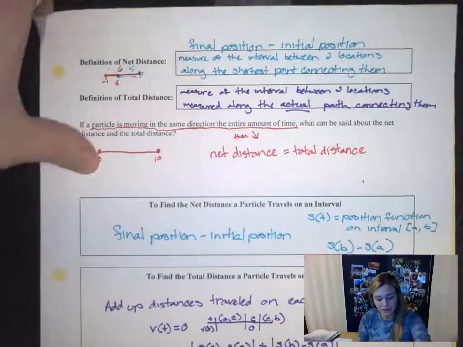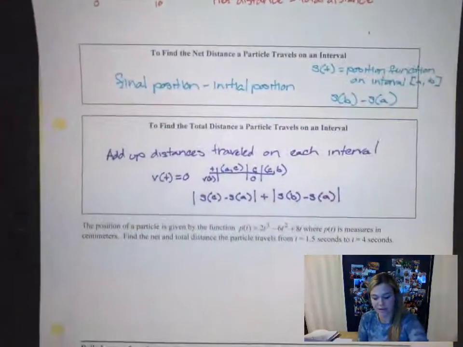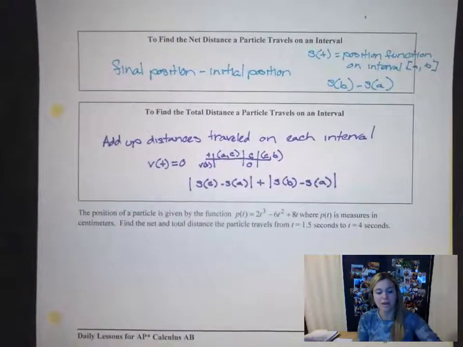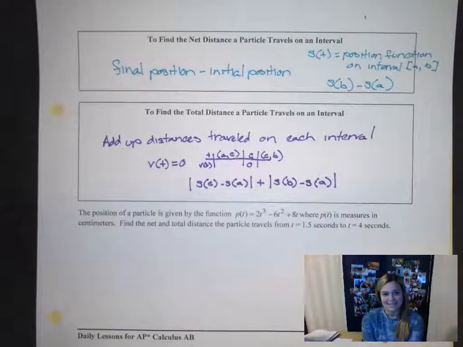In the next part I wrote down for you, just so I could move my hands out of the way and you could write it. To find the net distance, you take your final position minus your initial position. What does that mean? If we're given a position function, sometimes called S of t, sometimes x of t, sometimes p of t, I just named this one S of t, on an interval from a to b, some time interval from a to b. I take S of b minus S of a, and you're done pretty quickly.